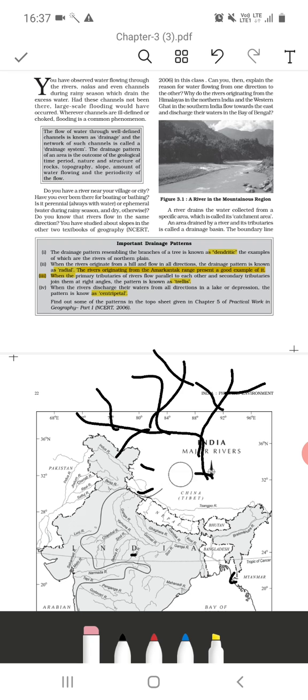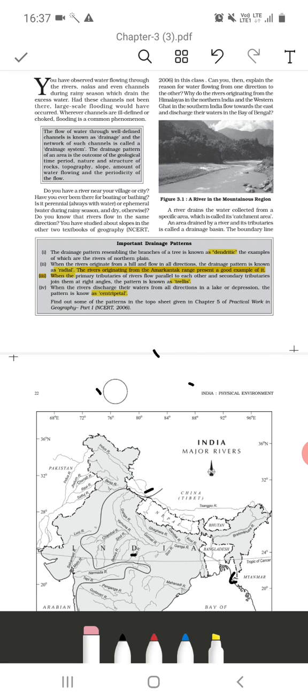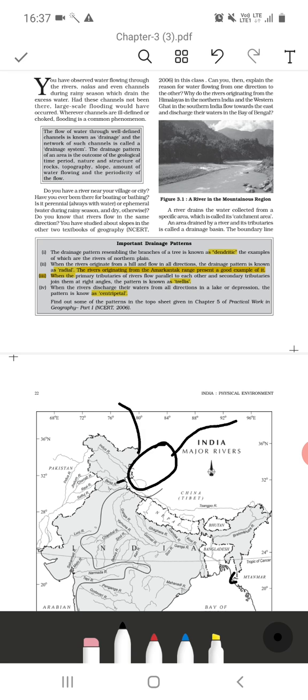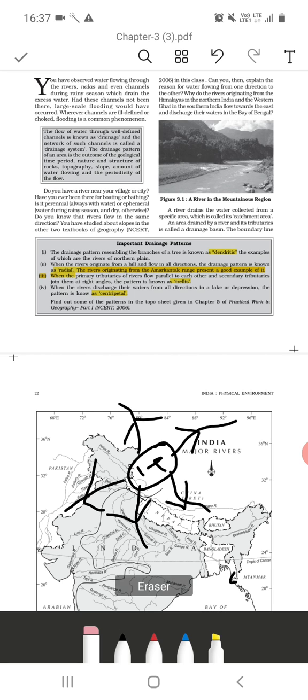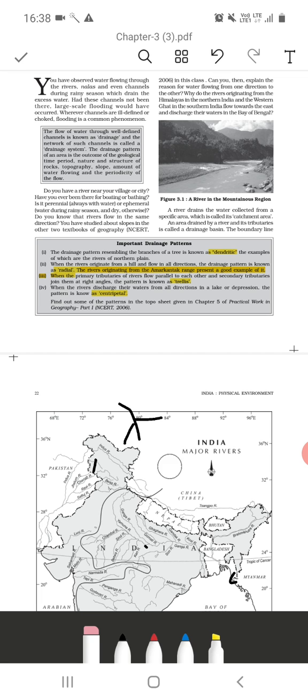Okay, the next one is radial drainage pattern. By radial drainage pattern, it means that when rivers originate from a hill and then flow into different directions, that will be the radial drainage pattern. For example, you have a plateau and rivers are originating from this plateau and flowing in different directions like this. So they are originating from a hill, an uplifted plain or a highland, and flowing in different directions. For example, in Chota Nagpur Plateau and in Amarkantak, you can see such drainage patterns.